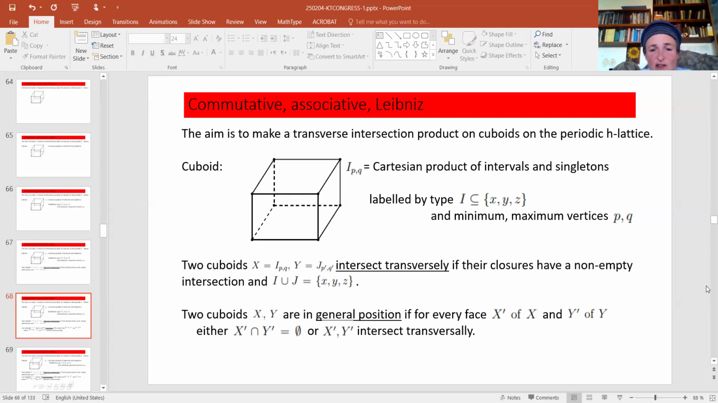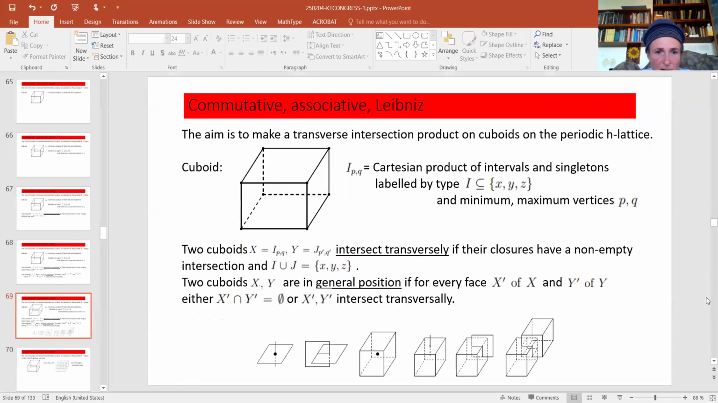Okay, now we say 2 cuboids are in general position if, well, the natural thing. They need to intersect transversely, and every face x' of x, y' of y has to be such that they are either disjoint or intersect transversely. So if you work that out, you'll find that this allows the case that I was just demonstrating. So for example, these are all the intersections of objects which are transversal. So this is a line with a plane, two planes, a point with a three-dimensional object, a line with a three-dimensional object, a face with a three-dimensional object, and two cubes. So these are all transversal intersections in general position.